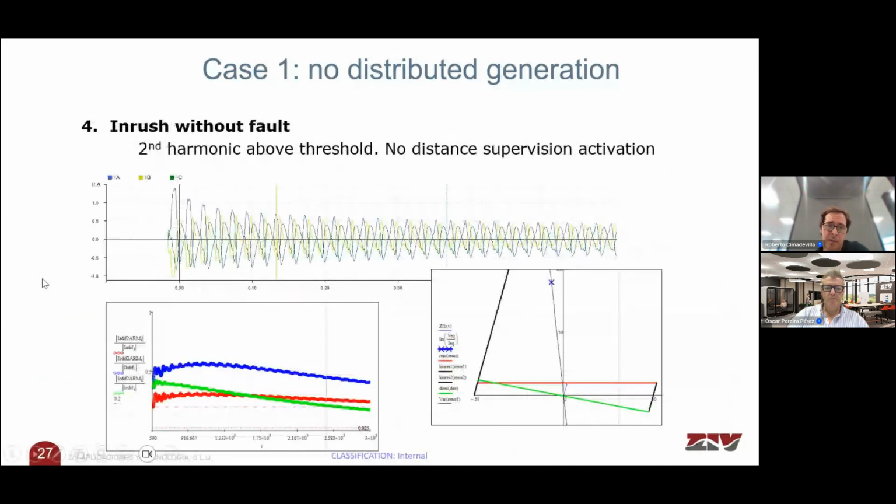In RAS without fault, we can check this is the inrush currents, and we can check the harmonic content of these currents. The pink line is 20%, so this harmonic content is above the 20%. And also no distance supervision is activated because this is the impedance, which is far away from zone 2. So it will block the differential unit correctly.